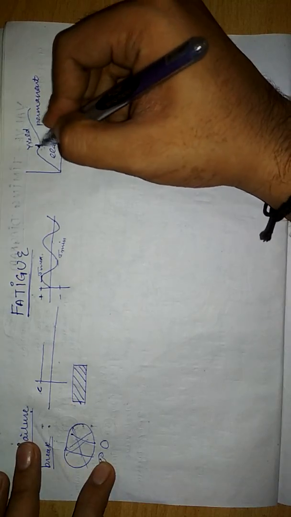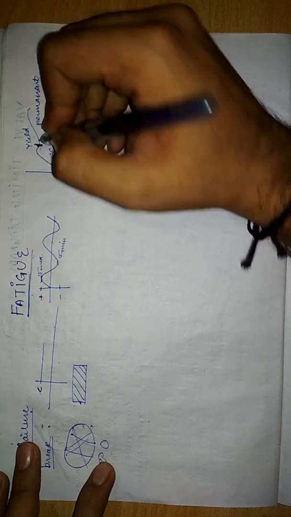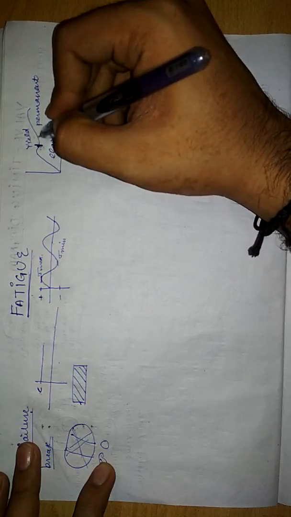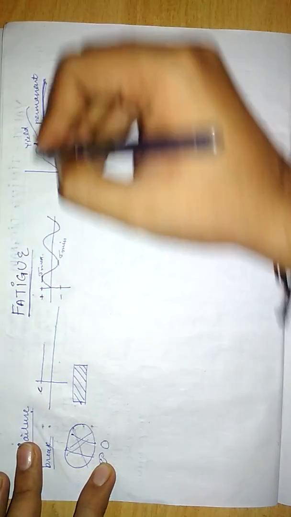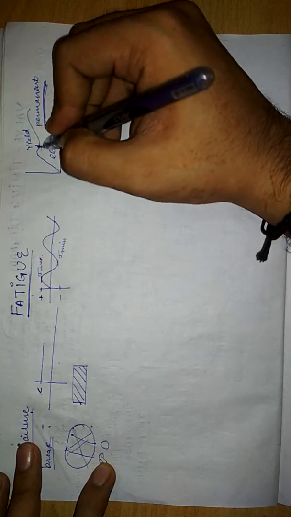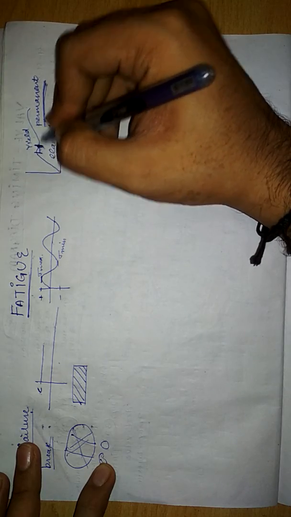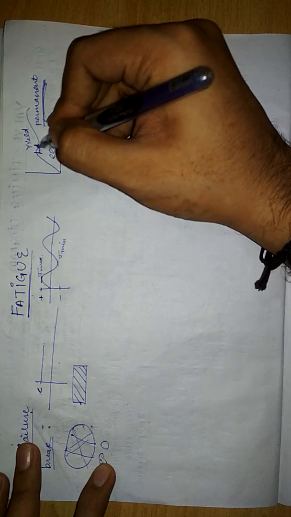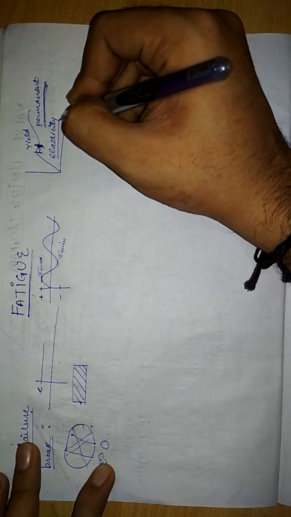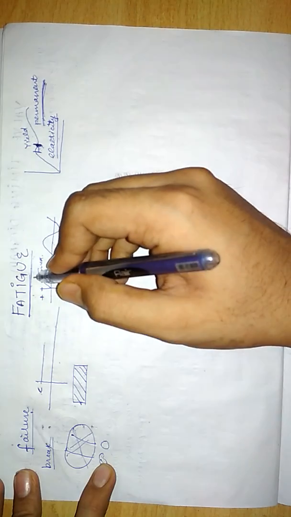And here, if we apply load beyond the yield strength, then permanent change of shape will occur. But in fatigue failure, even before the yield strength of the material is reached, permanent change of shape of the material occurs. So this is a kind of failure. Generally, materials return back to their original shape, or elasticity is followed, but in fatigue failure, this elasticity range is decreased. This is the kind of failure we are dealing with in fatigue.